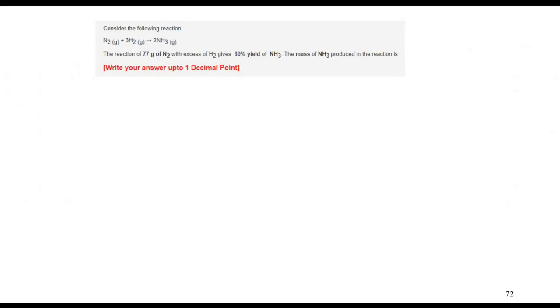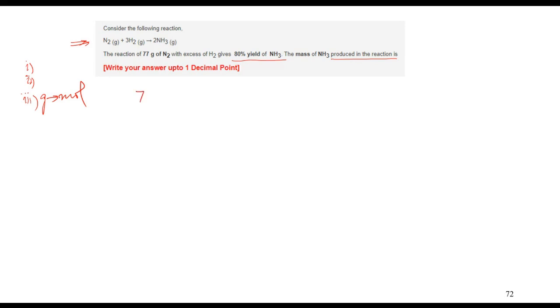The reaction of 77 gram of nitrogen with excess of hydrogen gives 80% yield. The mass of NH3 produced in the reaction is? Okay, boys, first step, write your equation. It is there. Step number 2, balance this equation. It is balanced.